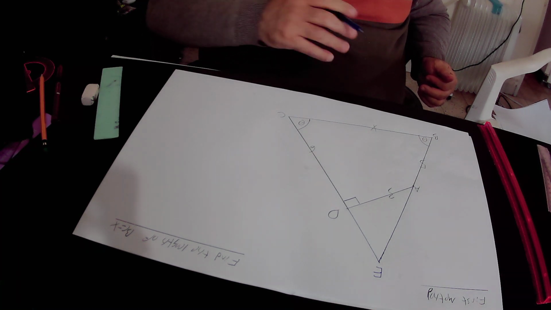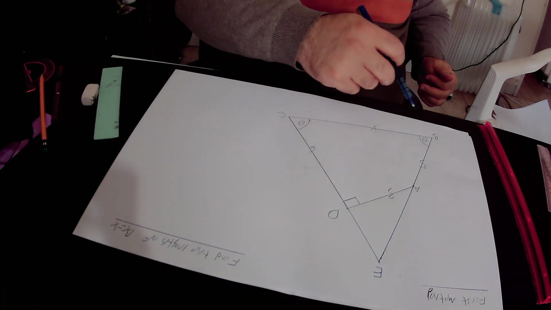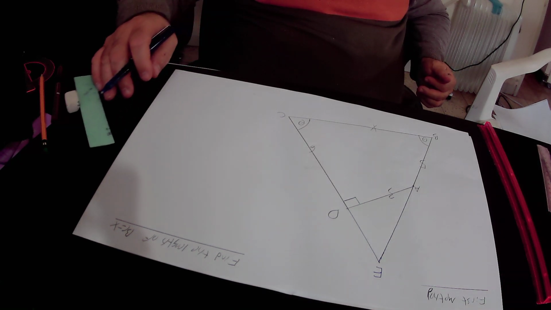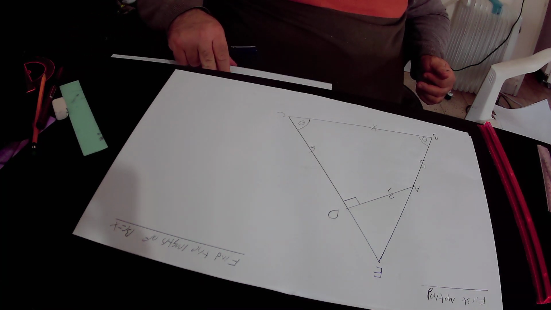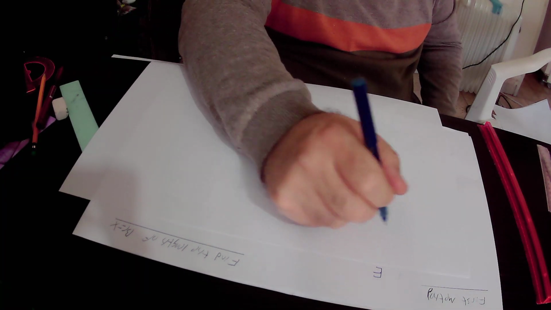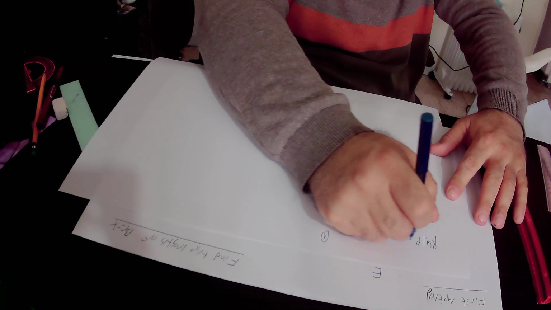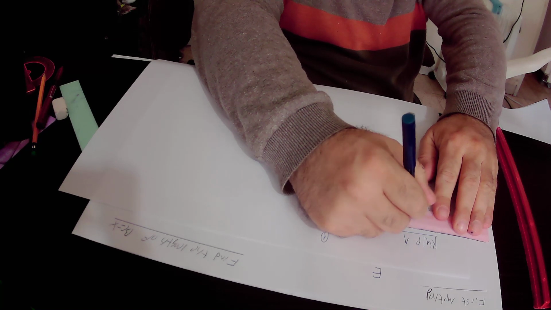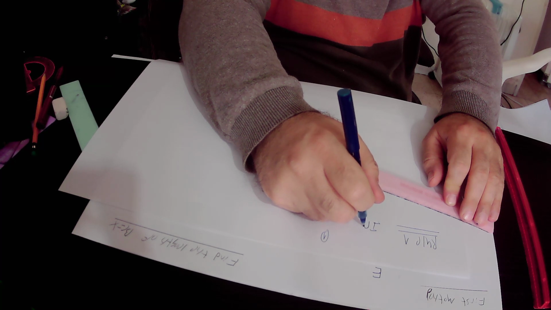Okay, so here we actually created triangle EBC. And we actually have rule number 1. According to rule number 1, in front of equal angles in a triangle, there are equal sides.